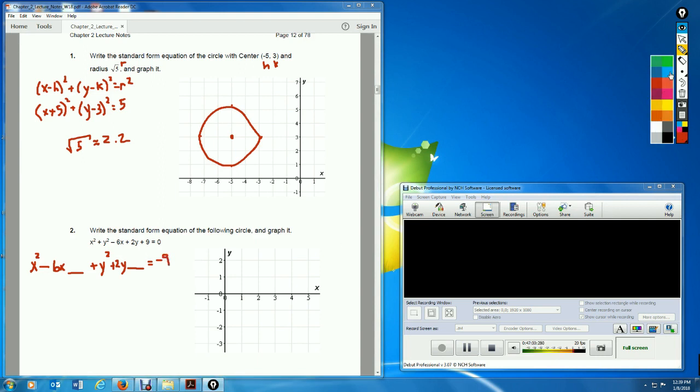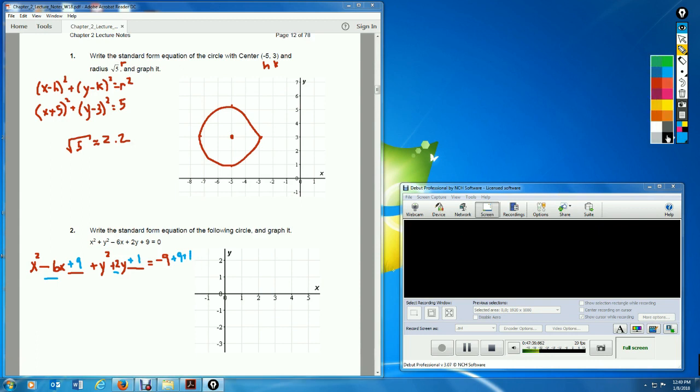All right, and then I need to complete the square in both cases. Okay, so in this case, if I take half of -6, that would be -3. Quantity squared would be +9. So I'm going to add 9 to both sides. And for the y terms, I'm going to take half of 2, which is 1, and square it, add it to both sides, so that's just 1 plus 1.